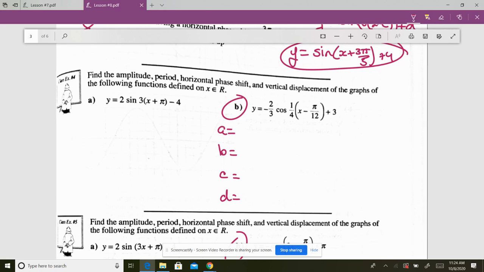What's my A value? Just the A value. Negative 2/3. What does that mean? It means two things. What have we done? What does the negative do? Flip over x. What does the 2/3 do? Vertical stretch by 2/3.